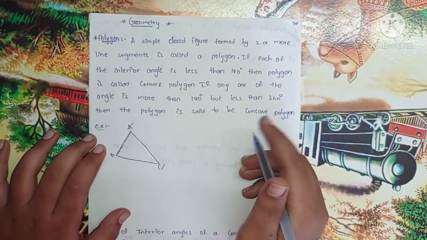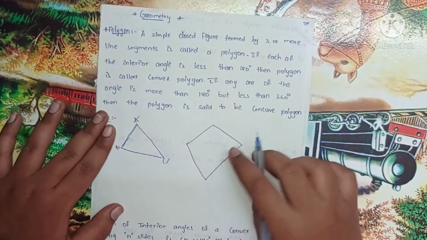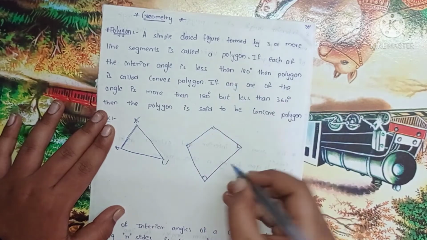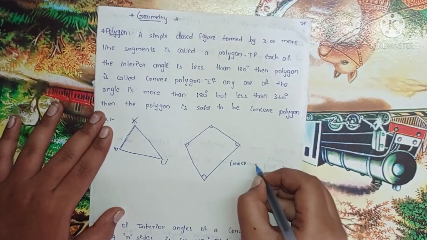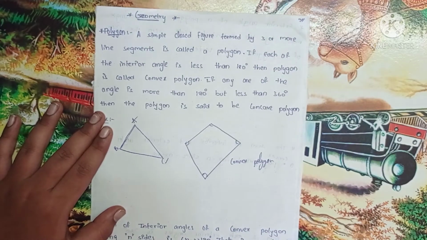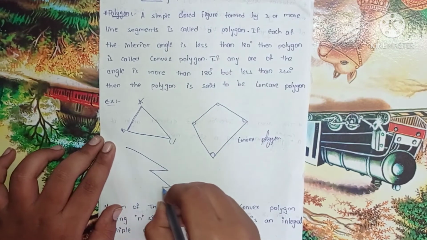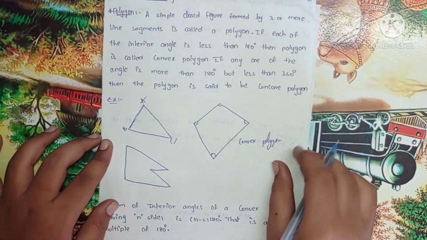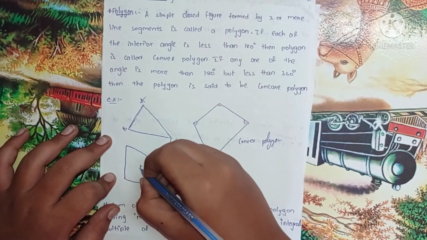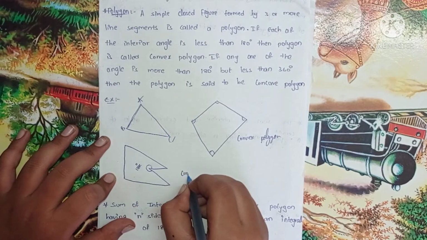Let us take an example of a convex polygon. It is a four-sided polygon with each interior angle less than 180 degrees, so it is a convex polygon. Now let us take an example of a concave polygon. It is an example of a concave polygon in which one of the interior angles is greater than 180 but less than 360 degrees. So it is an example of a concave polygon.